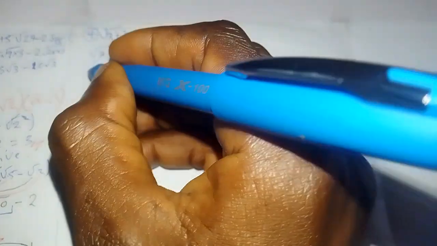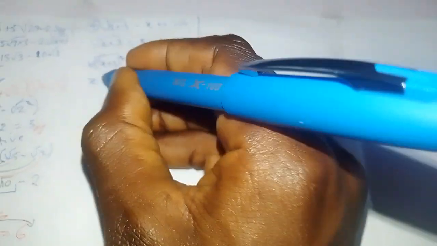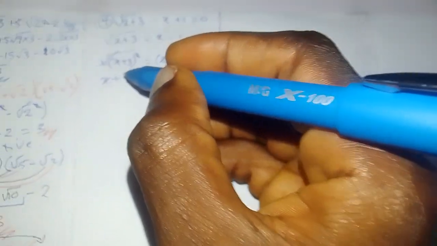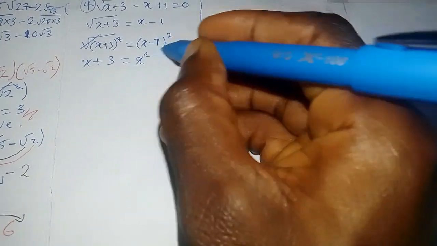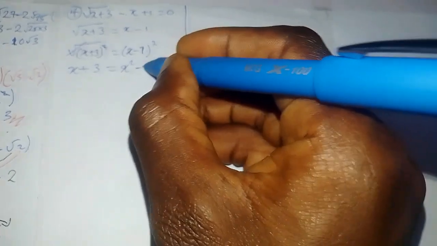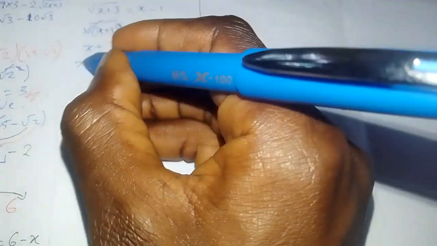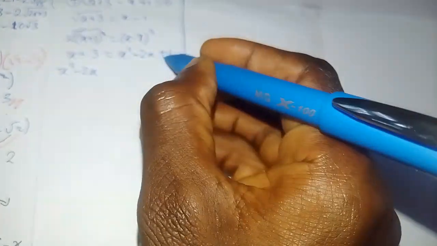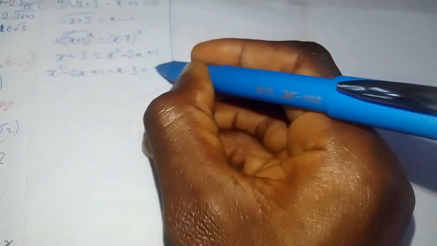So from here, what can I do? I can square both sides. So if I square both sides, I can say x plus 3 all square is equal to x minus 1 square. This can take away this square root, so x plus 3 is equal to the square of this, which will be x square, multiply everything, 2 times x times minus 1, that's minus 2x, minus 1 square is plus 1. So collecting like terms, I can say x square minus 2x plus 1 minus x minus 3 equals 0.